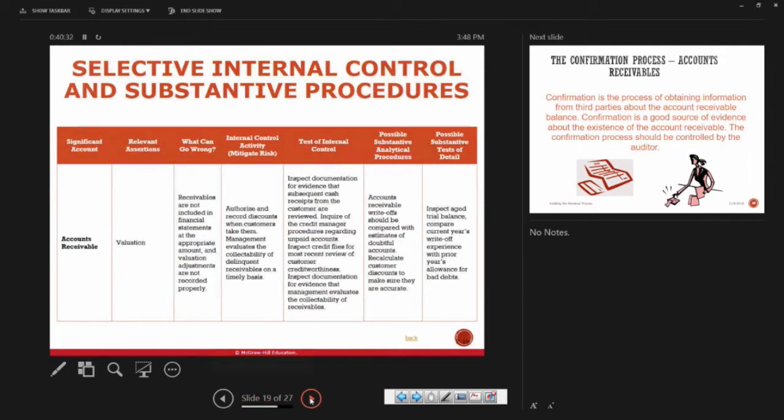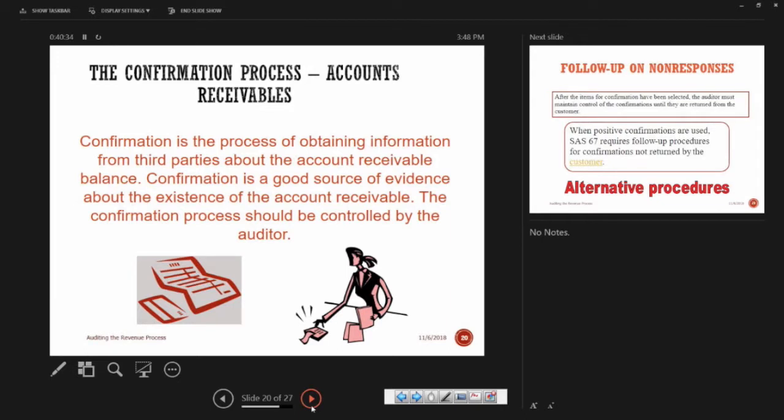Just before we break, with accounts receivable, the key audit procedure is to confirm accounts receivable, and the standards require confirmation of accounts receivable. The auditor has to have a valid reason not to confirm accounts receivable, and that is usually based on past history, that they have evidence that customers don't respond. But they have to confirm accounts receivable.